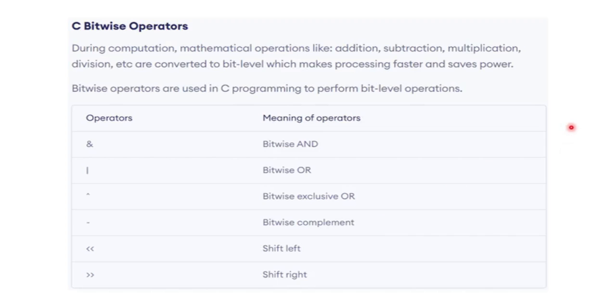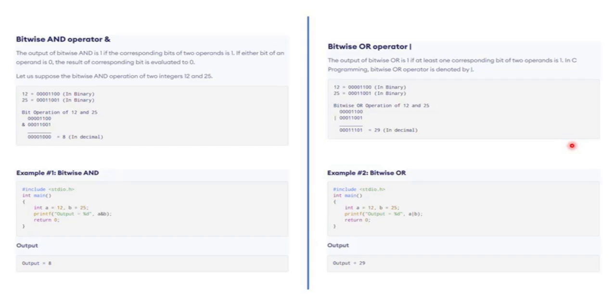Now, bitwise operators. Bitwise operators are the operators which allow us to perform operations at the binary digit level, the bit level. They are called bitwise operators. Let's go through each of them individually.